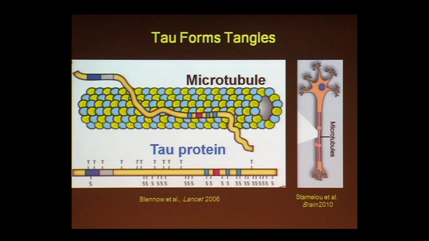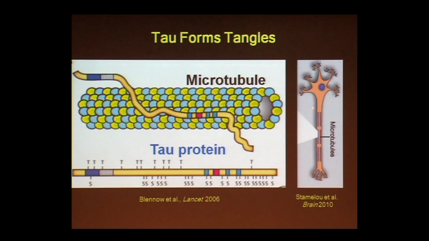The microtubules have a lot of functions. They stabilize the structure of the cell, but they're also the highway that allows the neuron to deliver different things, RNA, proteins, energy, nutrients, down into the terminal. So this is the highway system. And what tau does is it binds to the microtubules and stabilizes them, maintains those highways.